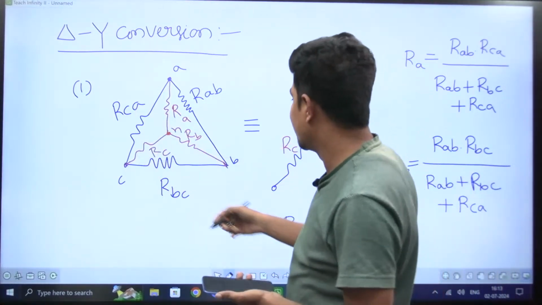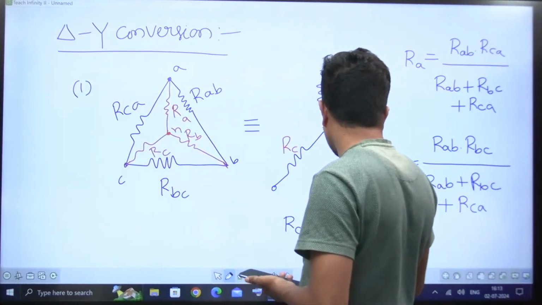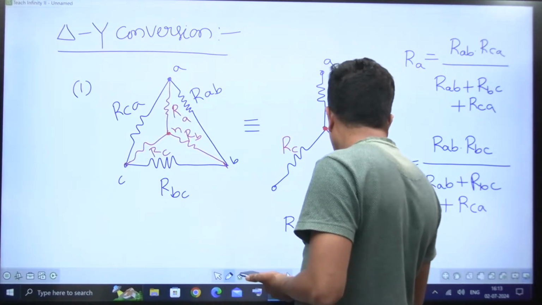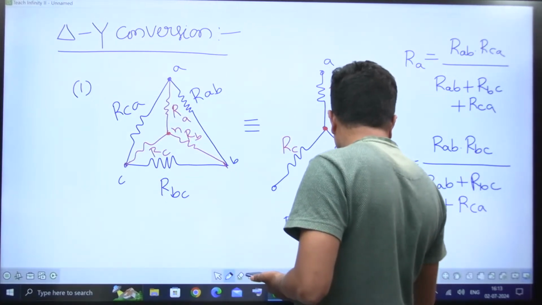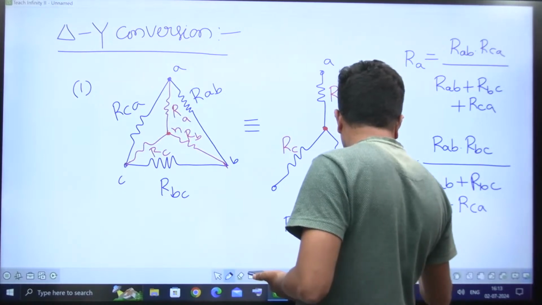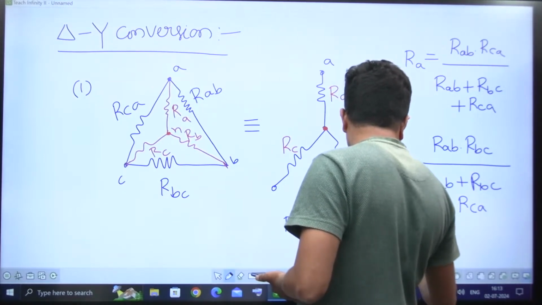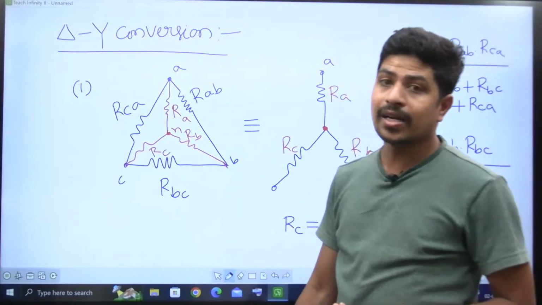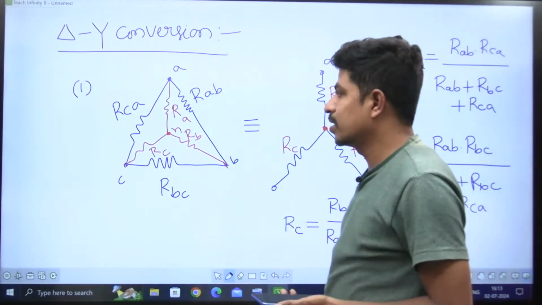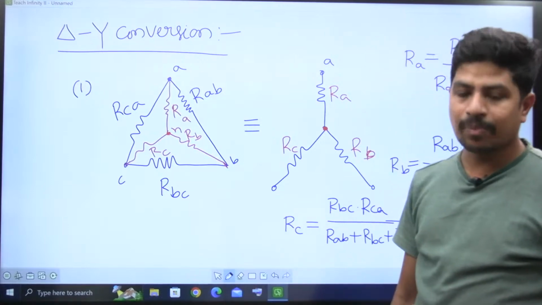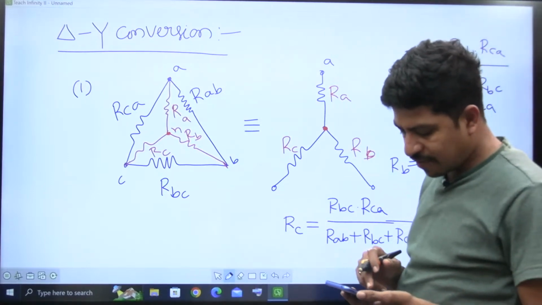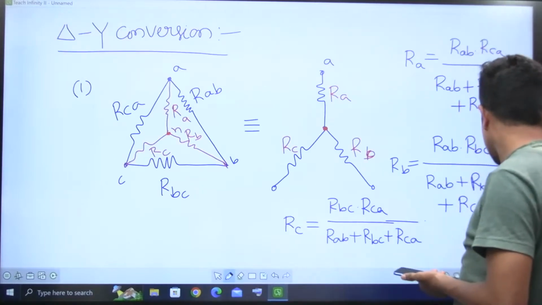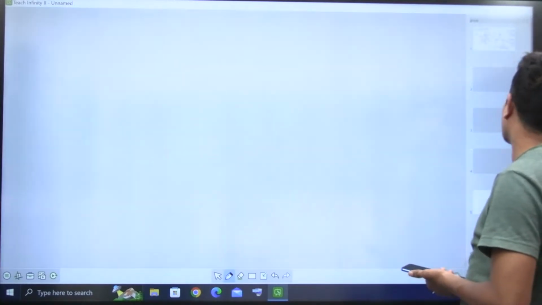It is the product of the connected elements, that is RBC into RCA by RAB plus RBC plus RCA. Yes, this is the delta to star conversion of resistances. The same formula is applicable for inductances also. I am stating these as theorems to save our valuable time.